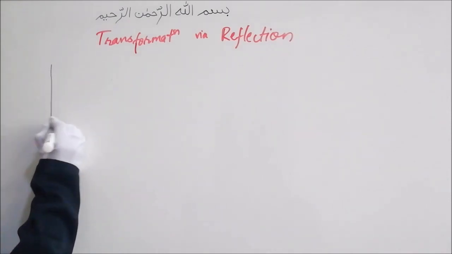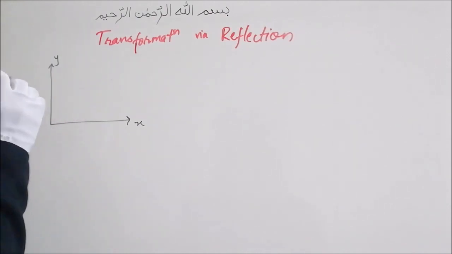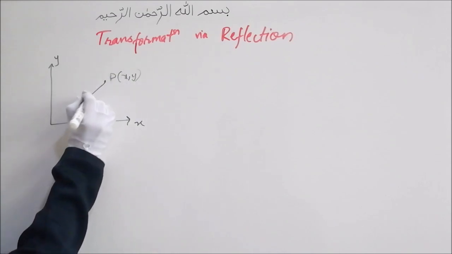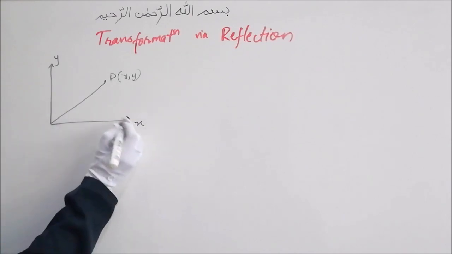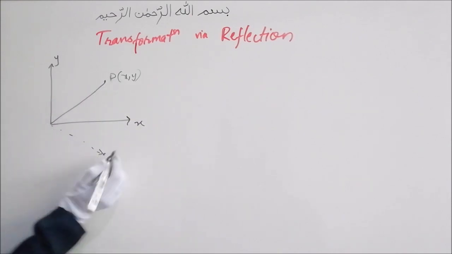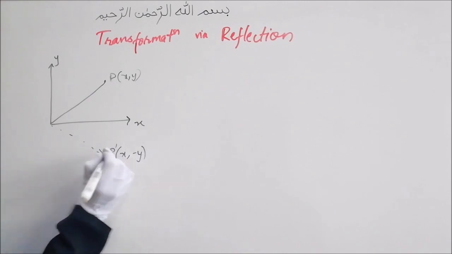So let's say you have x-axis here and y-axis here. And we have a point P here just like before with coordinates x, y. If we are going to do reflection with respect to the x-axis, then this point will come here with coordinates x and minus y.